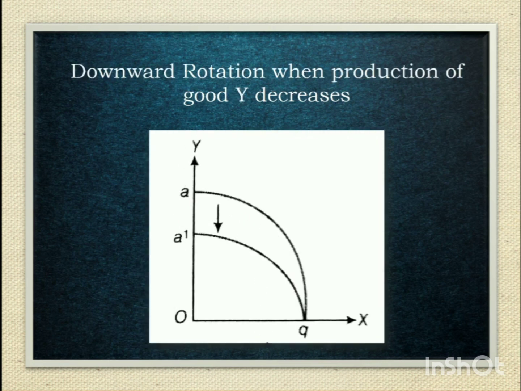And downward rotation. Here the production of good Y decreases because of the degradation of technology and fall in resources for the production of commodity Y. So the PPC curve rotates downward from A to A1.